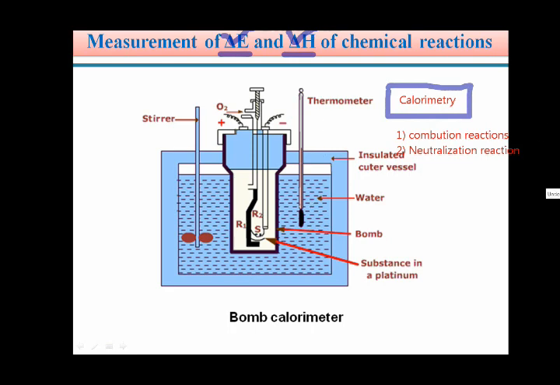For combustion reactions, the popularly used experimental technique is the bomb calorimeter. The bomb calorimeter method is used for determination of delta E and delta H of a chemical reaction. For combustion reactions, this is the suitable method. So what is this bomb calorimeter and how does it function, we will see.